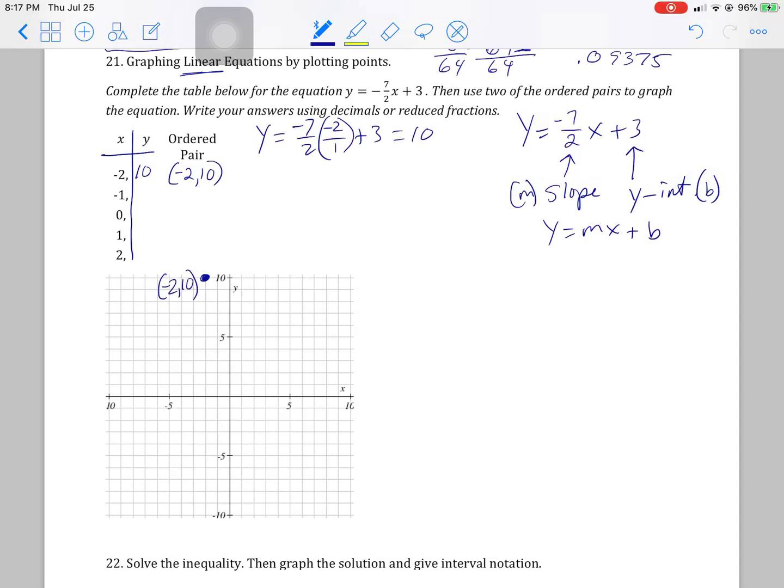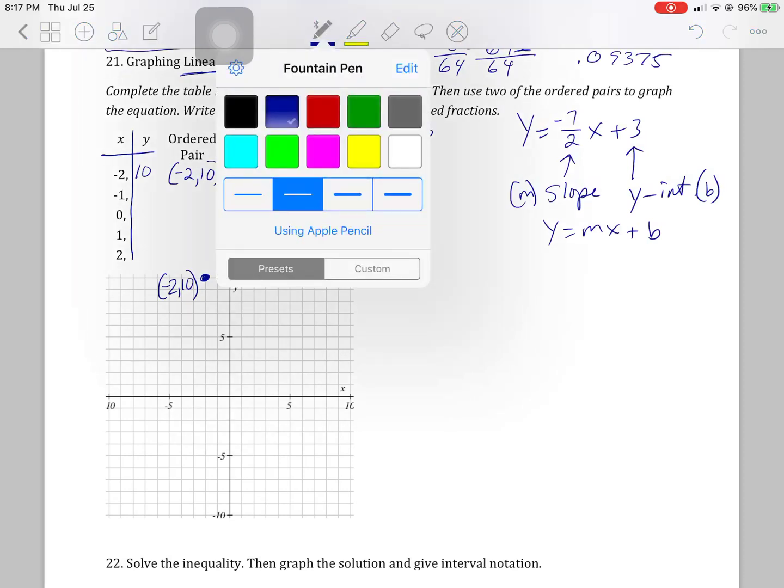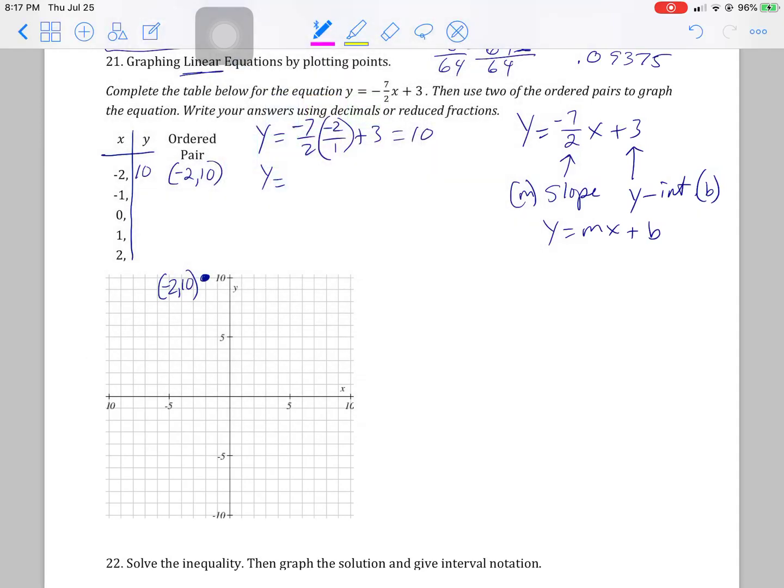-2, 10 would go there, okay? Because it's a linear equation, every dot that I put on this line would be a straight line, right? So if we graph it as we go, we'll notice if we make any mistakes with our multiplications, our computations. All right, the next one says -7/2, and we're going to put in a -1. I should do it in a different color.